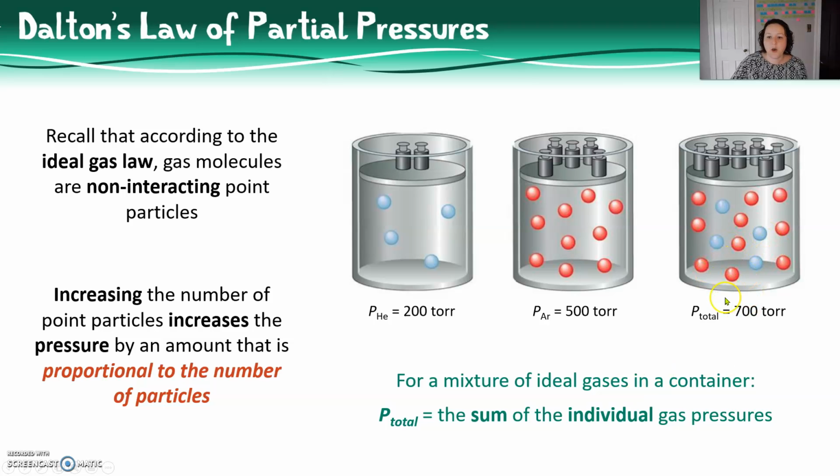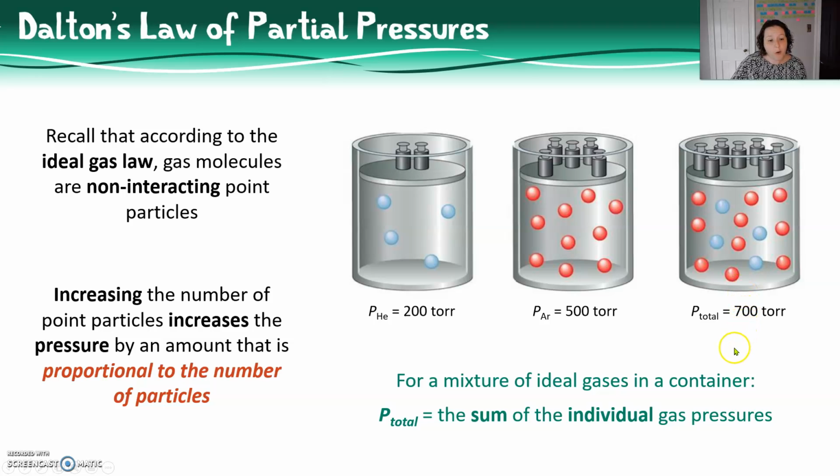In the mixture, we can also still refer to the partial pressure of these individual gases, and this value will be the same as the pressure of the pure sample of gas. So in the mixture, the blue helium molecules have a partial pressure of 200 torr because the pressure is for the same amount of pure helium that we saw gave a pressure of 200 torr at the same volume and temperature. The presence of the argon in the mixture doesn't affect the properties of the helium because the molecules don't interact.